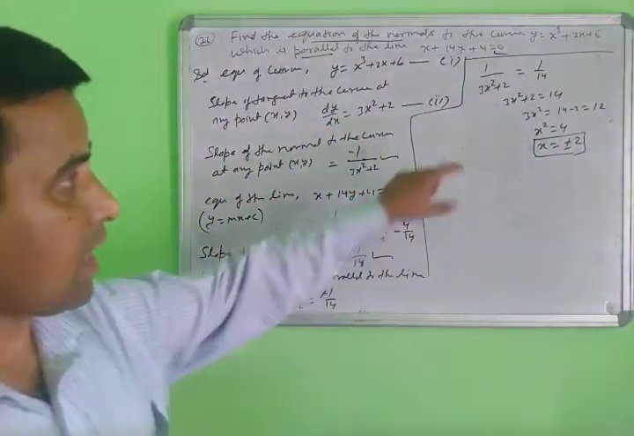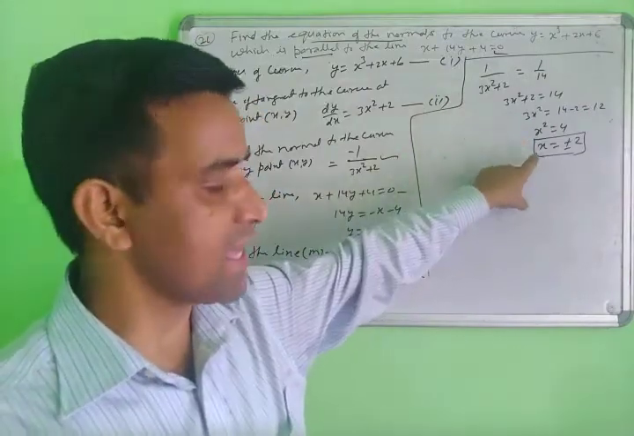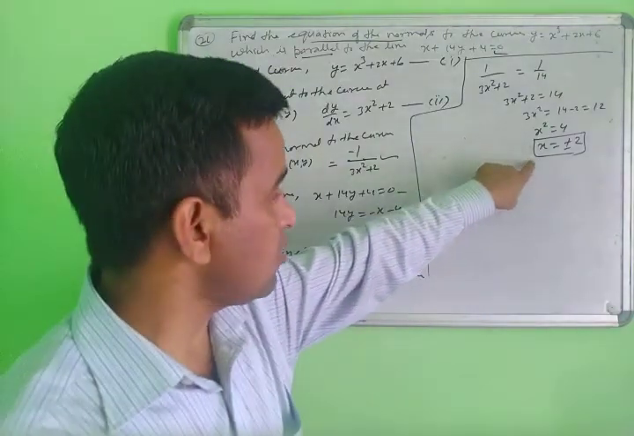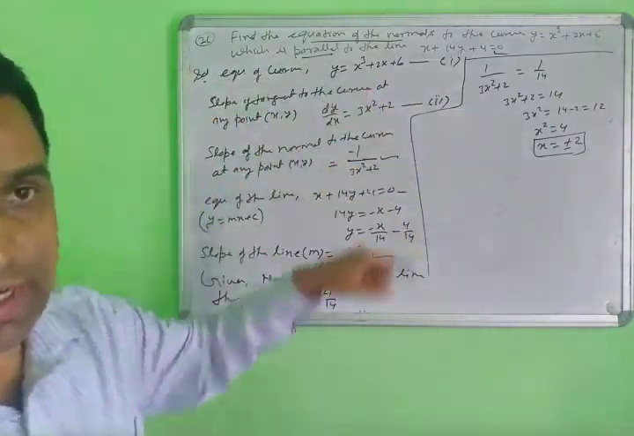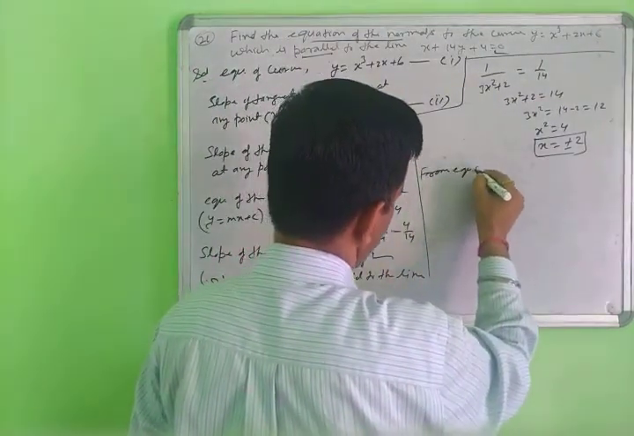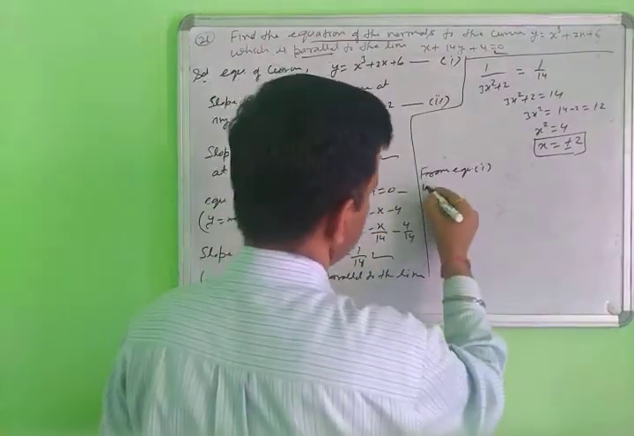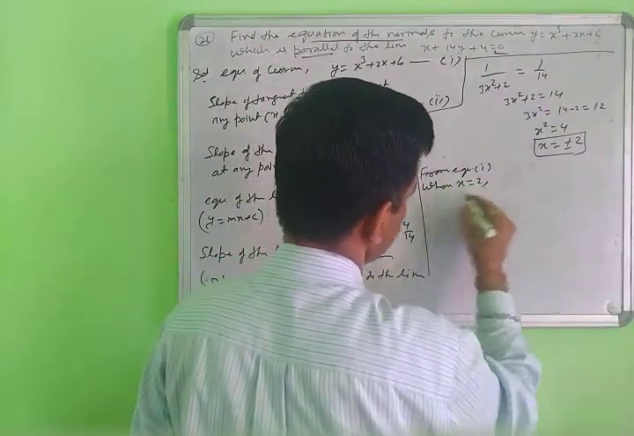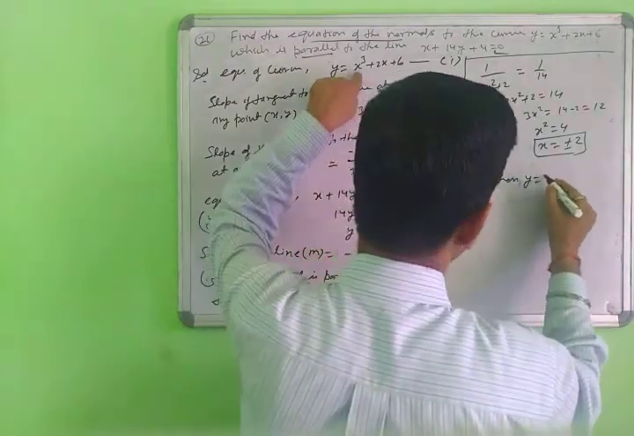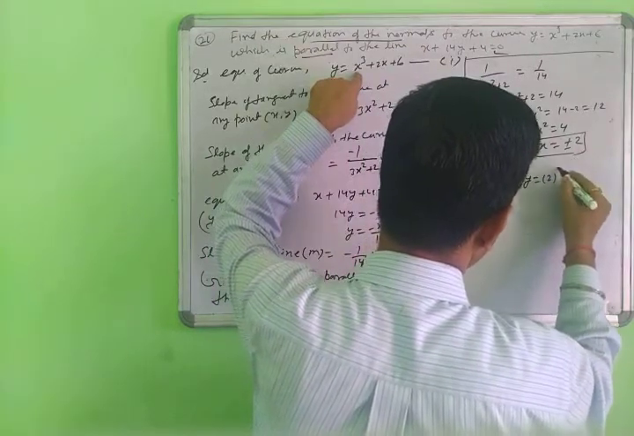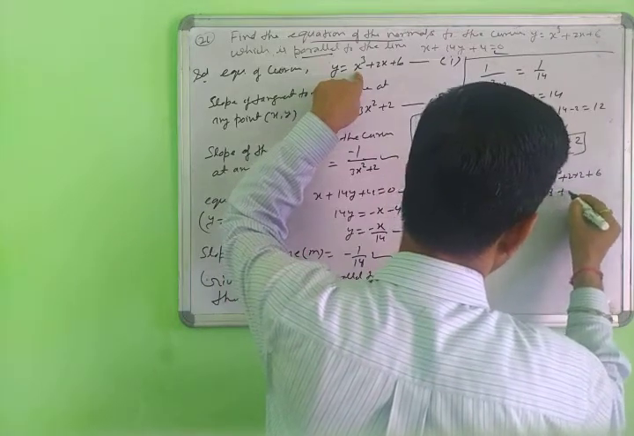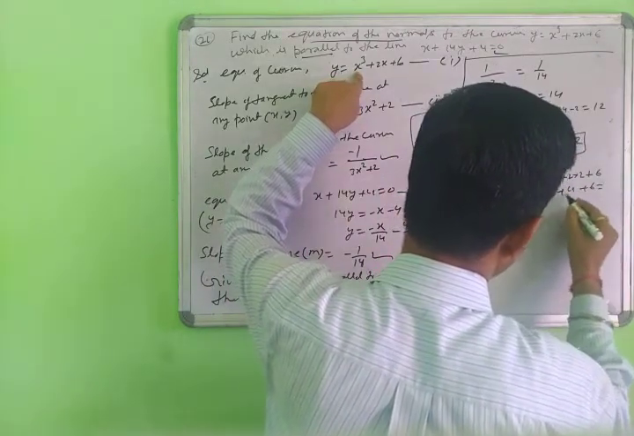Now look here. After solving this, we are getting two values of x, positive and negative: x equals plus 2 or x equals minus 2. Then putting the two values in the first equation, you will get the two values of y. Now from equation first, when x equals plus 2, then y equals, putting the value here, 2 cube plus 2 into 2 plus 6. 2 cube is 8, 2 into 2 is 4, plus 6. The value we get here is 18.